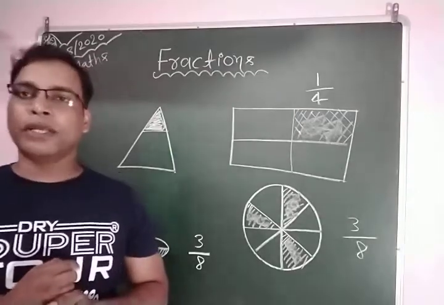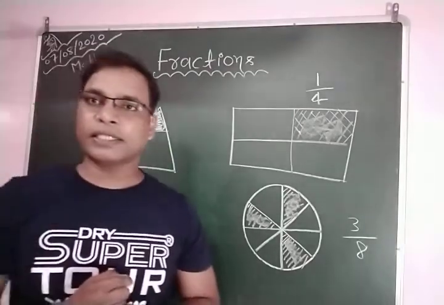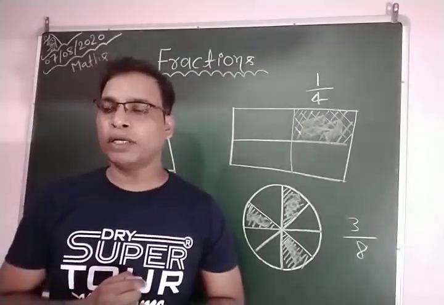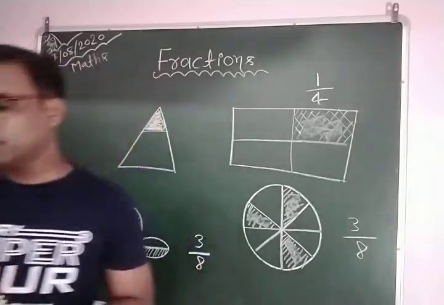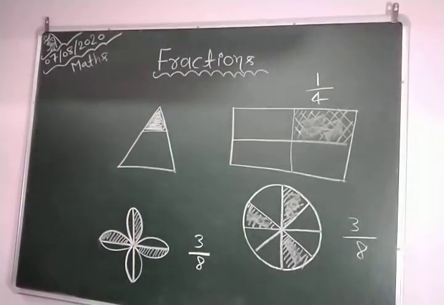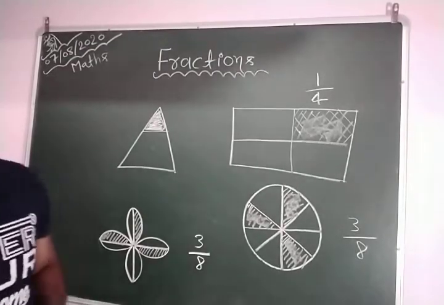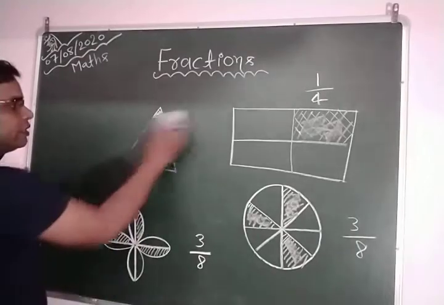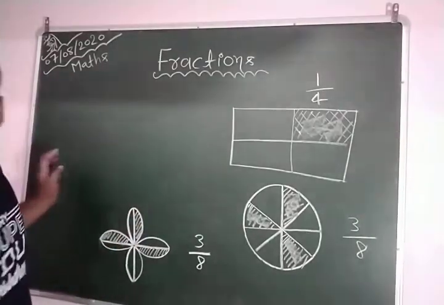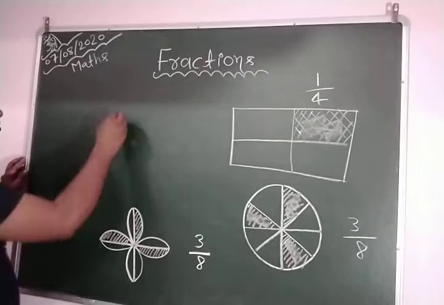Now we are going to discuss exercise 7.1, question number 1. Question number 1 is: write the fraction representing the shaded portions. So one fraction is given here, and one fraction is like this.